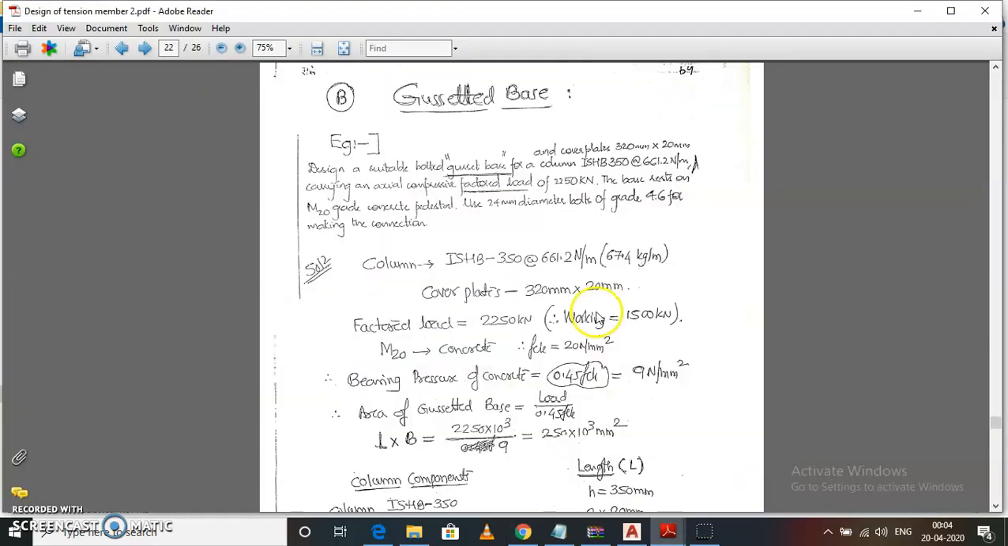Okay, let us see some problem. Design a suitable bolted gusset base for a column ISHB 350 at 661.2 Newton per meter carrying an axial factored compressive load of 2250 kN. The base rests on M20 grade concrete pedestal. Use M24 diameter bolts of grade 4.6. Also use cover plates of 320 by 20 mm. As I told, in some cases they may ask you to design or include cover plates also. Therefore, in this problem we have been given the cover plates as 320 by 20 mm.